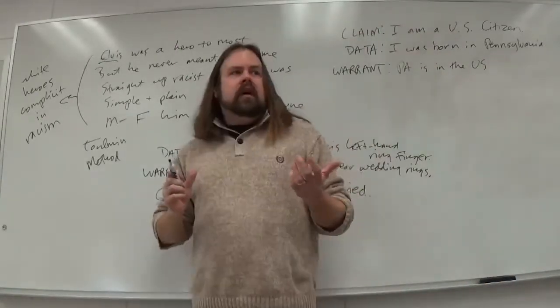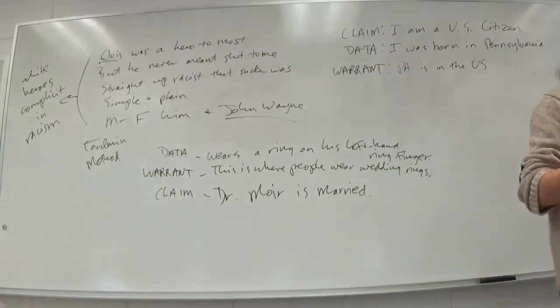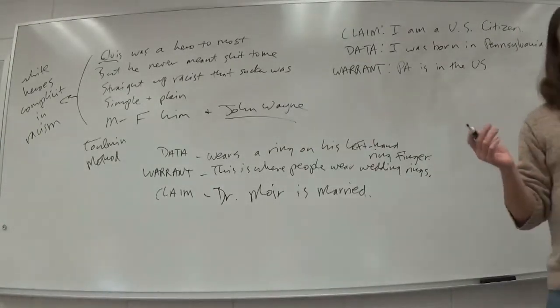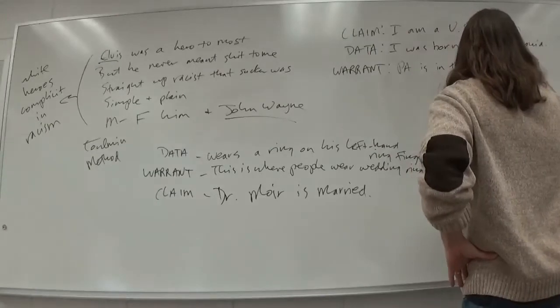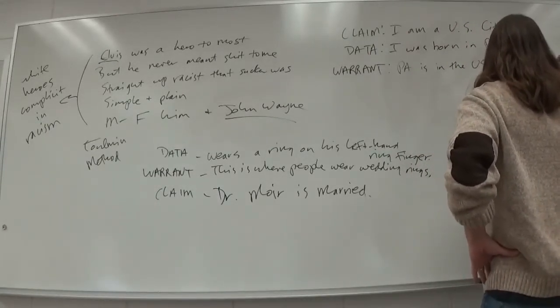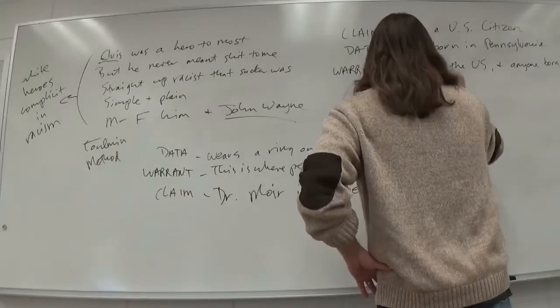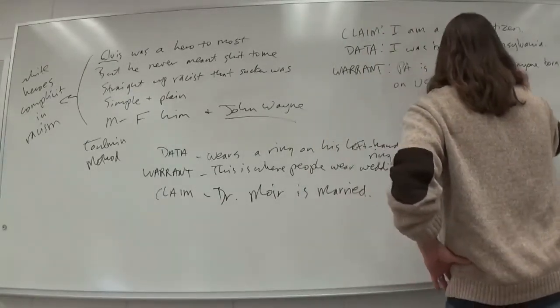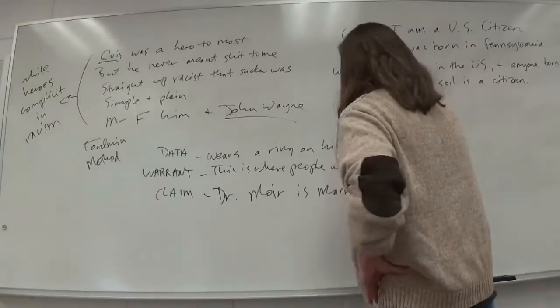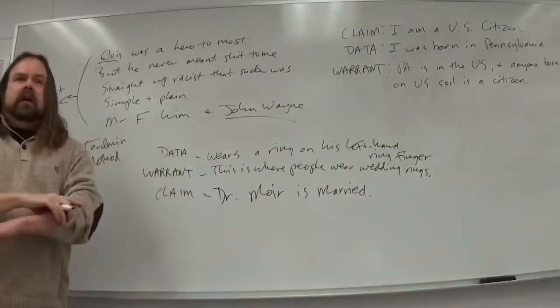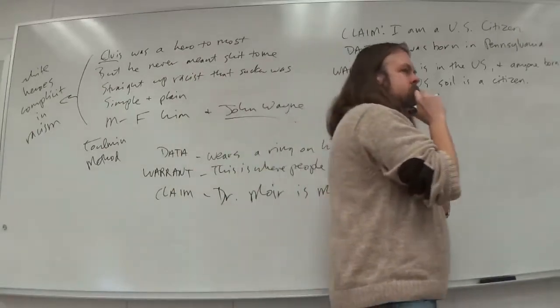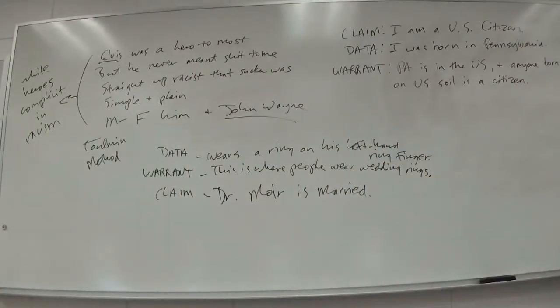And anyone born on U.S. soil is a U.S. citizen, right? Legally. Also includes, you know, military bases overseas, and if you're born on an embassy, right? Those also count as U.S. soil. But yeah, so my warrant linking my claim to my data is that the place where I was born is in the United States, and anyone born in the United States is a U.S. citizen, right? Yeah, Cindy.